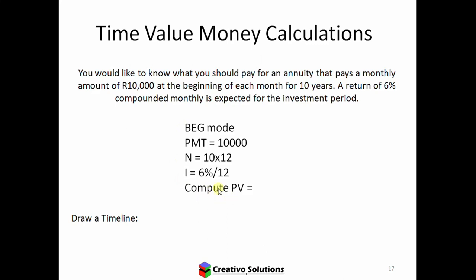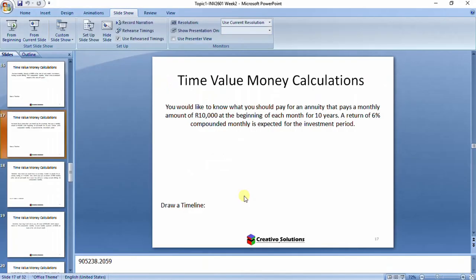Once you've done that, you're going to compute your present value, and your present value comes out to 905,238.2059. So that's representing the amount of money that you would have to pay in order to receive this monthly annuity over a period of 10 years.